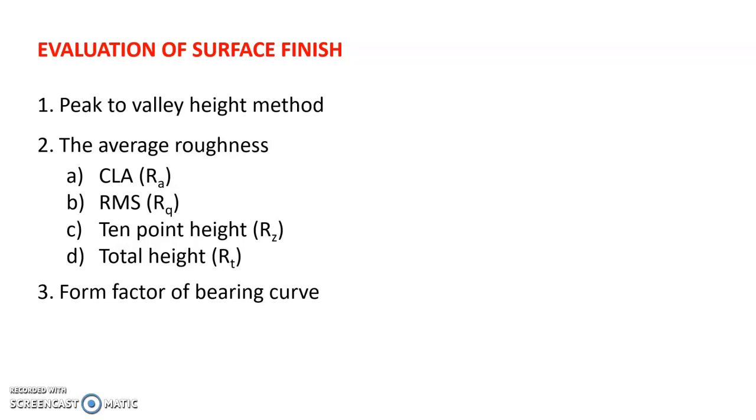After measuring the surface finish, its evaluation is made using any of these methods. One is the peak to valley height method. Second one is the average roughness. And third is the form factor of the bearing curve. Then the average roughness is further classified as the CLA method, or otherwise the centerline average method. It is denoted with Ra. Otherwise, we use the root mean square method or RMS method, denoted with Rq. The 10-point height method is also used. It is denoted with Rz. Then the total height method is used, which is denoted with Rt.